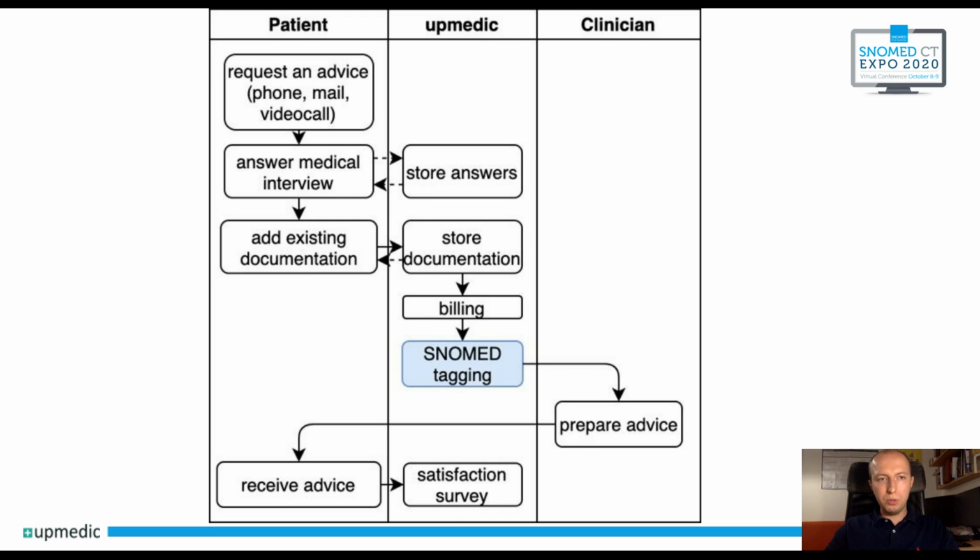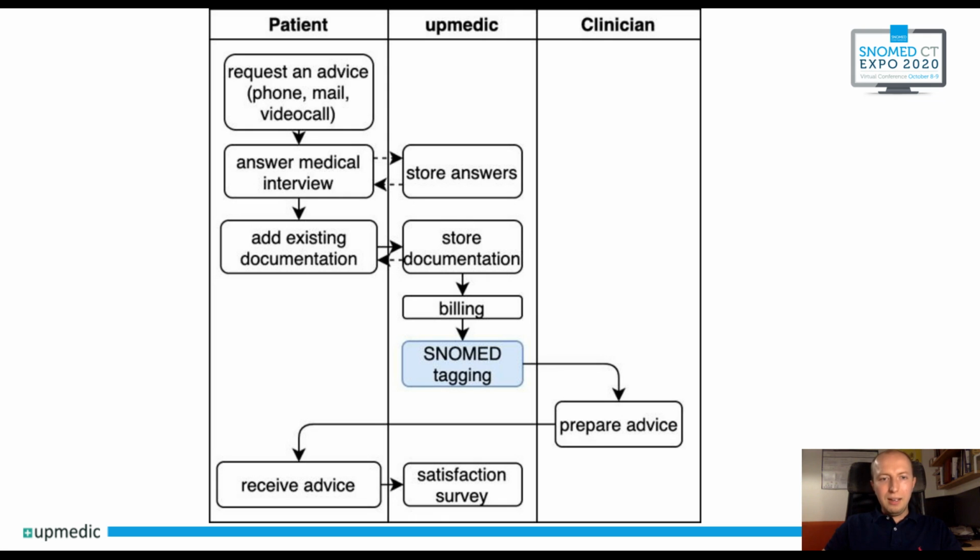And what we introduce here is that we add the SNOMED CT entity tagging that I will explain later on. When the clinician is ready and has some time, they can get the package of data from the patient and, at a single time, without asking for any other explanation from the patient, they can prepare the advice and submit it immediately to the patient via email or any other communication means.